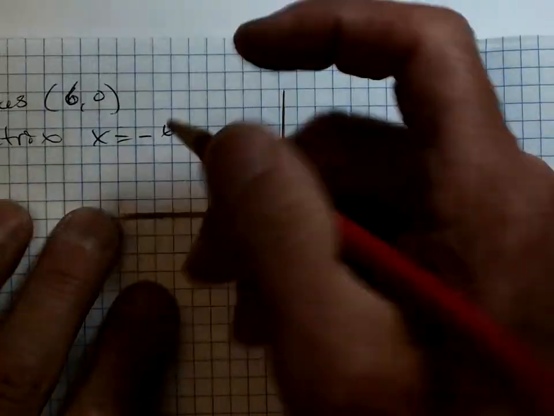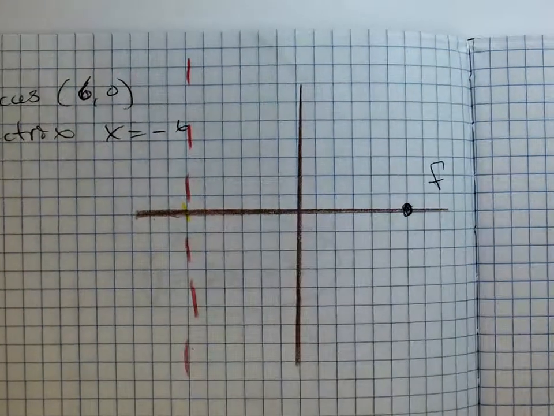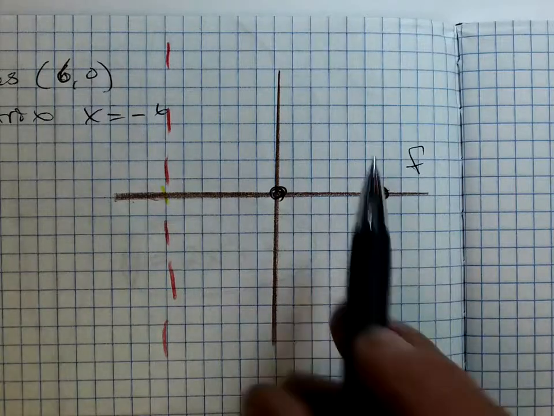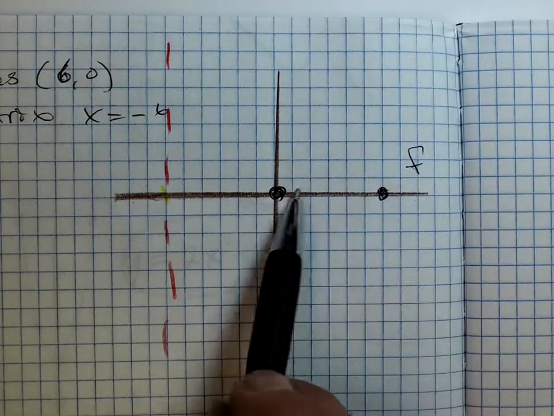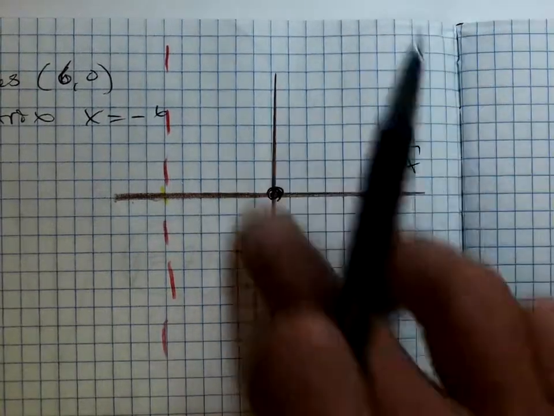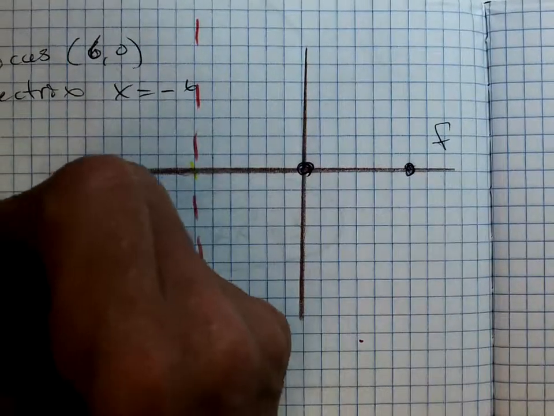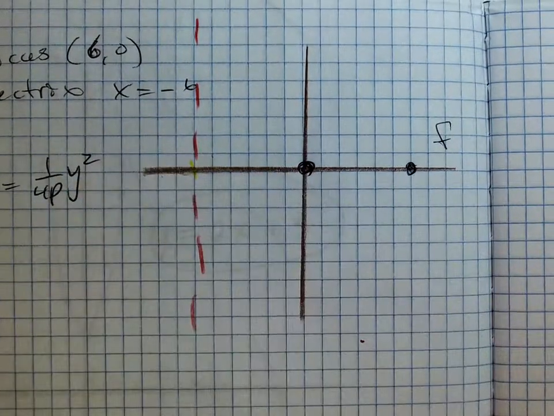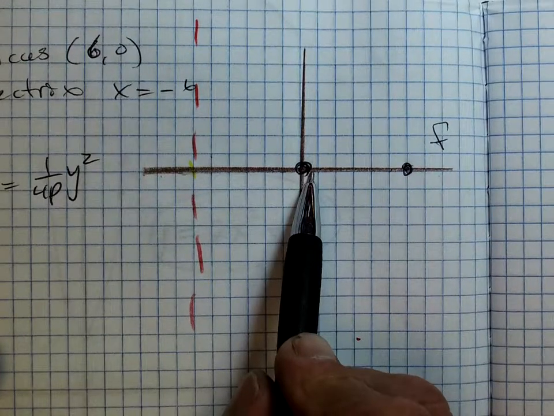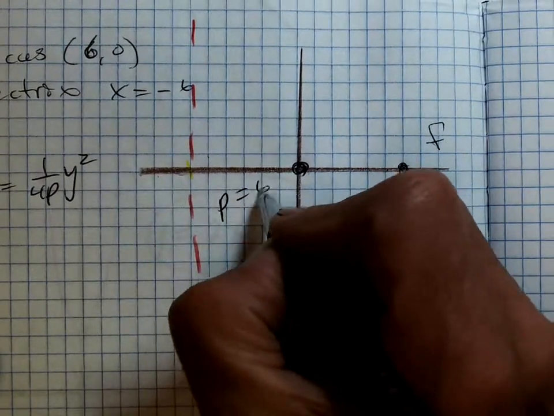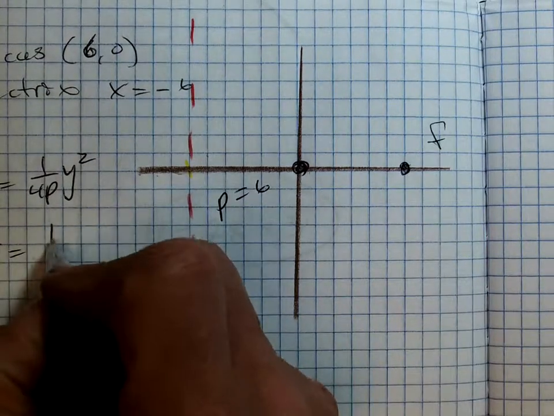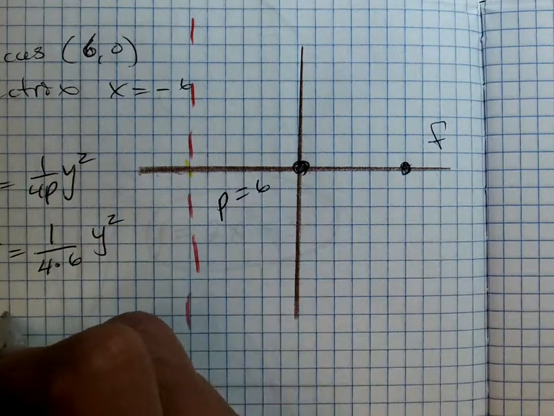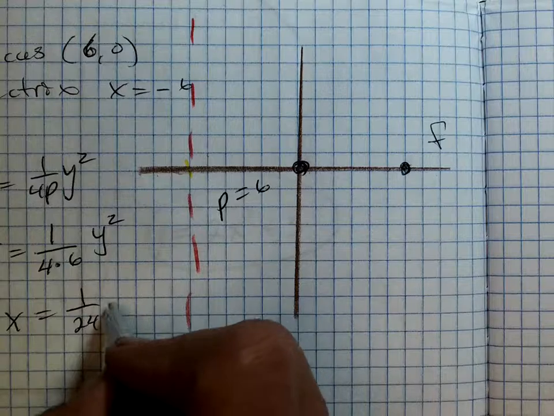Okay, here's my directrix. My vertex has to be smack dab in the middle. Has to be exactly between the two because it has to be equal distance to the focus and equal distance to the directrix. Okay, now the darn thing goes this way, right? So we're going to use this equation. We're going to use x equals 1 over 4p, and at 0, 0, y squared. Okay, I don't need the other because I know that's 0. P is 6, isn't it? P equals 6. So my equation is x equals 1 over 4 times 6 y squared. X equals 1/24 y squared.